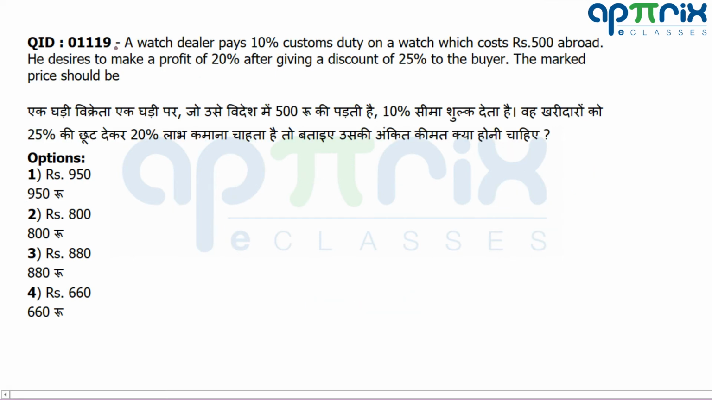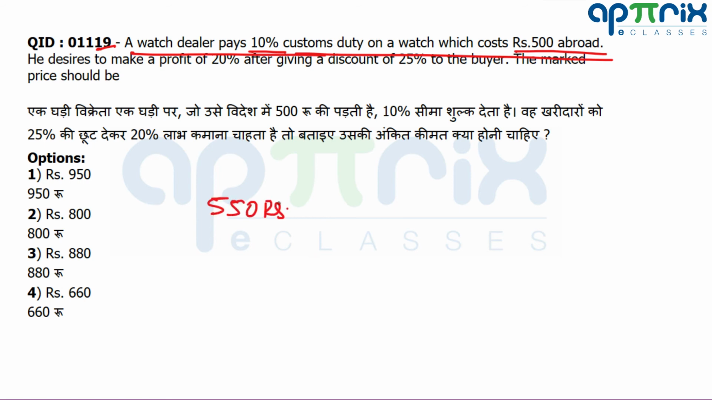Question number 19 says that there is a dealer who is paying 10% custom duty on a watch which is costing 500 abroad. Now do not get bogged down by this language. It's simply saying that if you're buying something abroad for 500 rupees, but you have to pay 10% custom duty, that means your effective cost price for that item including the custom duty will be 550 rupees. So this is what is going to act like a CP. That is the only thing you need to know, nothing else.